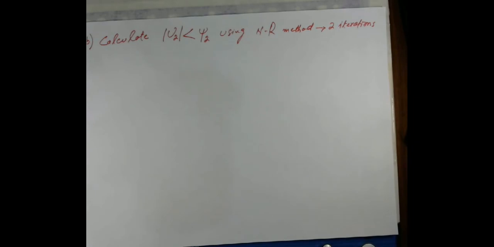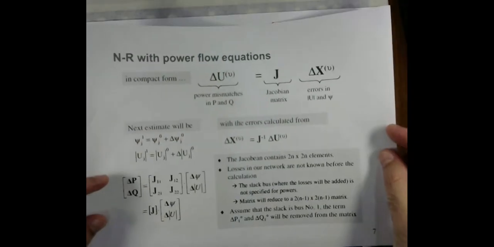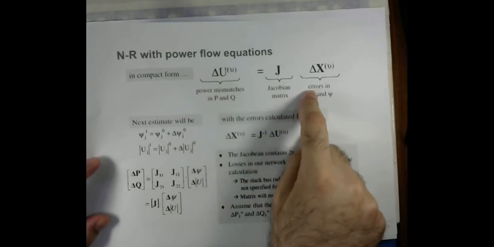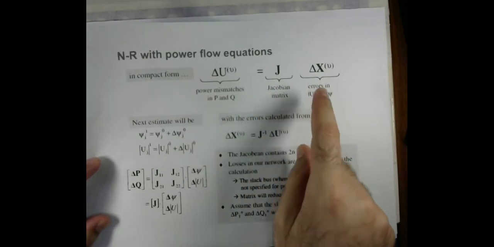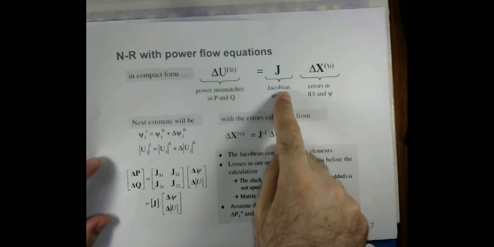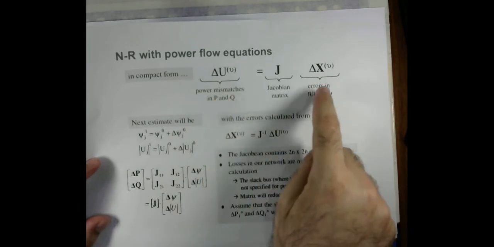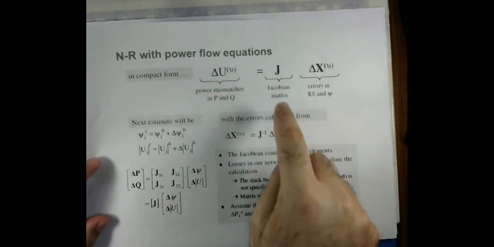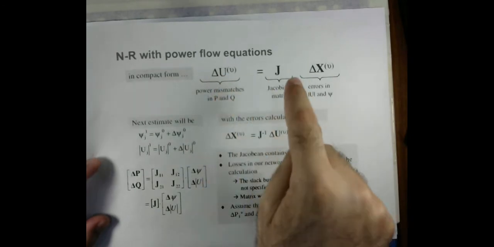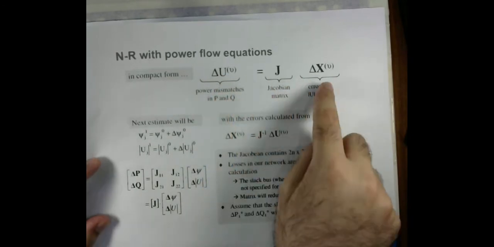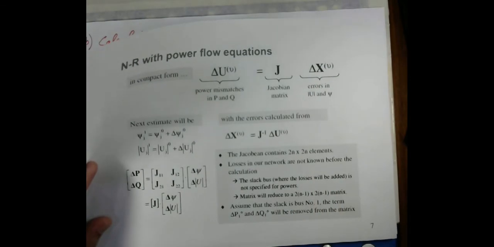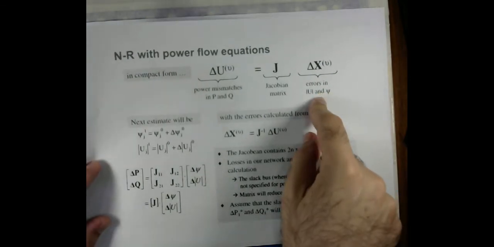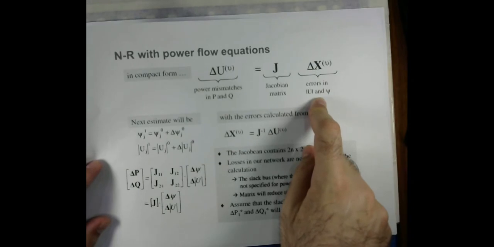And as I mentioned, for finding the error, this is the compact form of the Newton-Raphson method. We have to find the Jacobian matrix involving the derivative of the powers with respect to the voltage and with respect to the angle, and also the power mismatches. Once we know these two, we will find the error in the voltage and in the angle that we initially guessed.